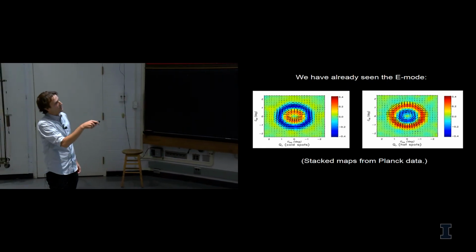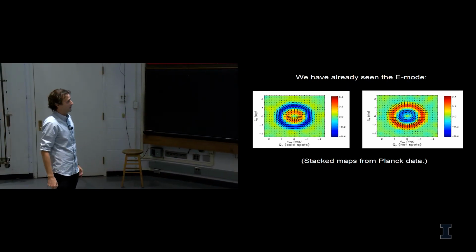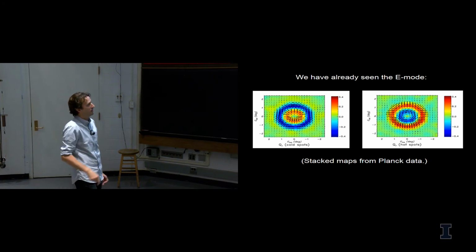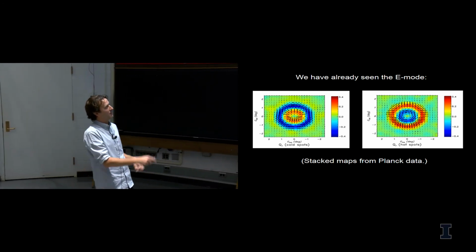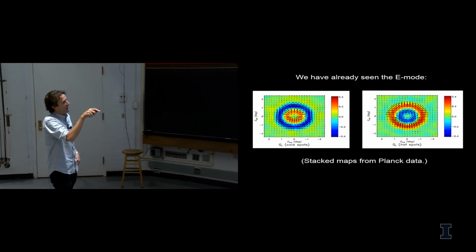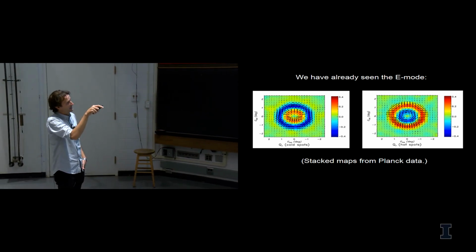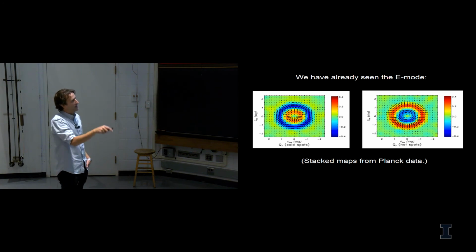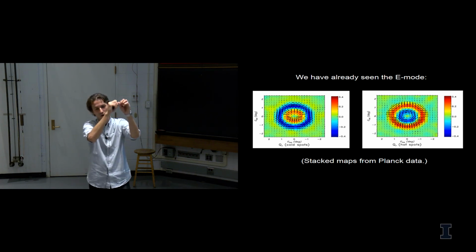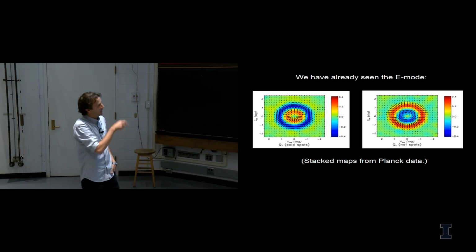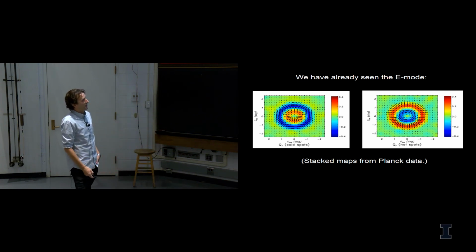So we've already seen the E mode. We've already seen the polarization in the microwave background. If you take a whole bunch of these hot and cold spots and you stack them on top of each other, then you see these characteristic patterns where you see the polarization vectors in the cold places going round and the hot places sort of pointing radially out. If you take all the hot and cold spots in the Planck data and you stack them on top of each other, this is what you get.